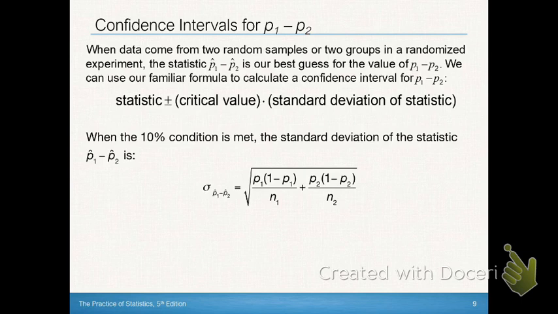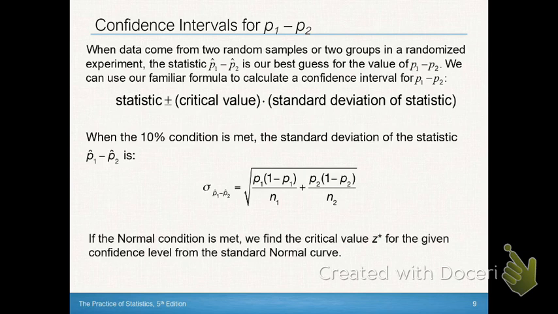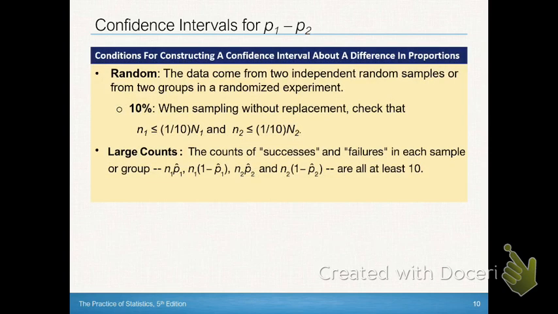So the 1s and 2s just mean whether that's the probability of success and the sample size from group 1 or from group 2 respectively. So all of that is going to be the same. The conditions are going to be the same. You're going to see a lot of overlap here.